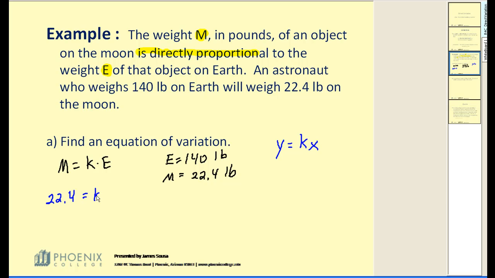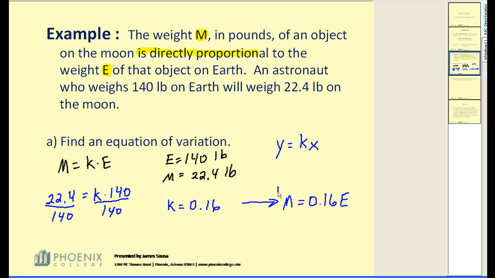22.4 is equal to k times 140. So to solve for k, we'll divide by 140. You can check me on this, but k should equal 0.16, which would give us our equation of variation as the weight on the moon is equal to 0.16 times the weight on Earth. This is what we call our equation of variation. Our constant of variation would be 0.16.